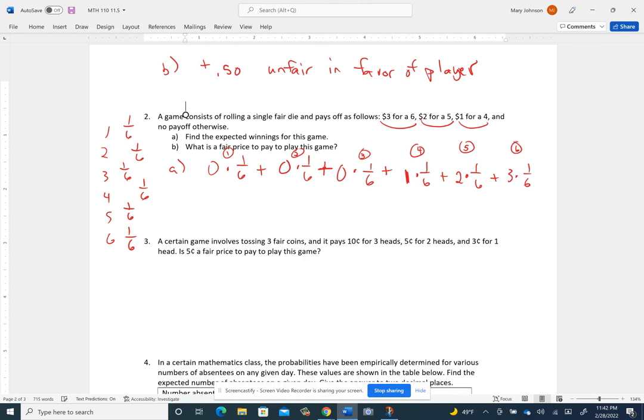So that would be 0 plus 0 plus 0 plus 1/6 plus 2/6 plus 3/6. See how that adds up to be 6/6, which is 1. So the expected winnings for the game would be $1. So if we were going to set the price of the game, we want it to be a fair price, we should set the price at $1. That's B.